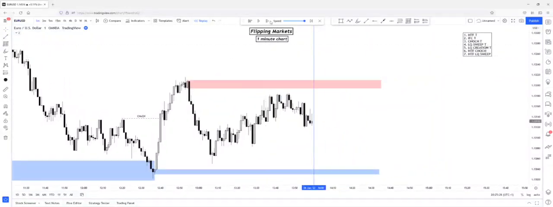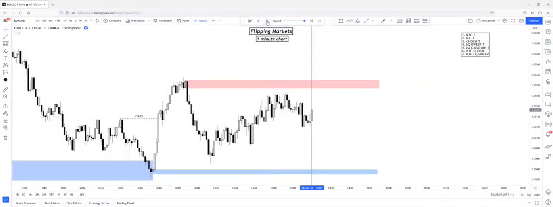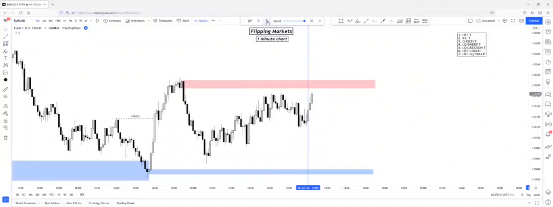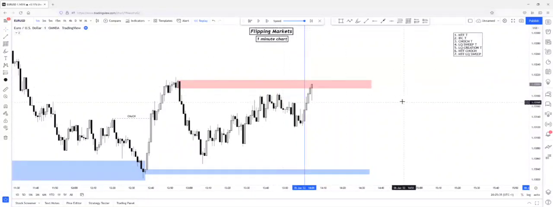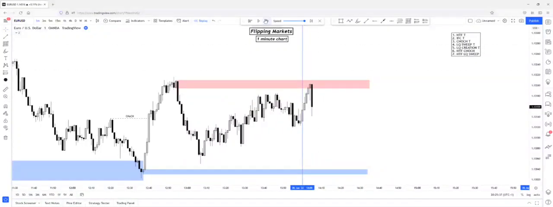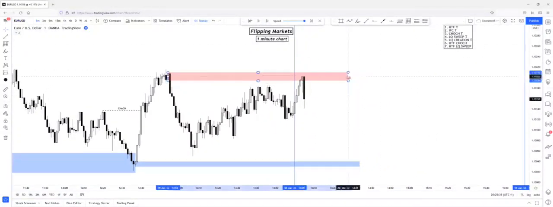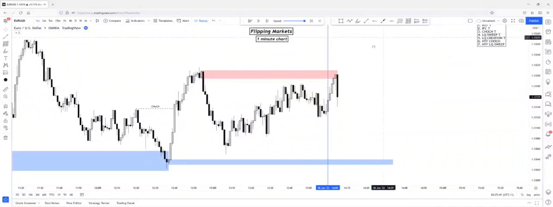Okay, so I just play price forward. And let's see what happens. Okay, as you can see, price, very nice. Let me just close this zone. It has been mitigated.